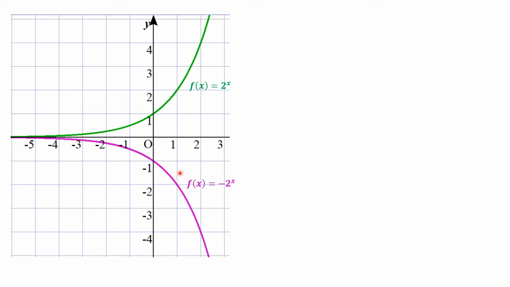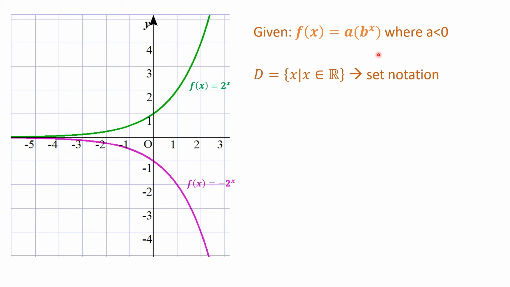However, what will be the y values? Instead of positive, it becomes negative now. So how will we express that in set notation and in interval notation? Given that f of x equals a times b to the x, where a is negative or less than 0, the domain is still the set of x values such that x is an element of real numbers. So this is how you write it in set notation, and in interval notation, that's from negative infinity to positive infinity.